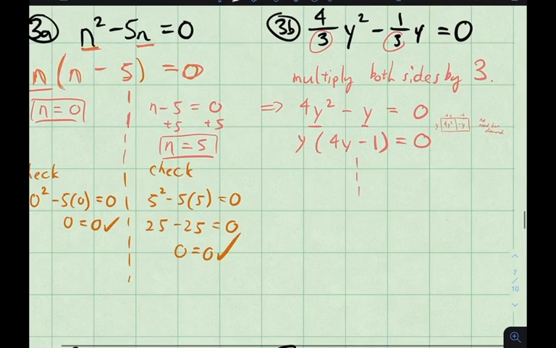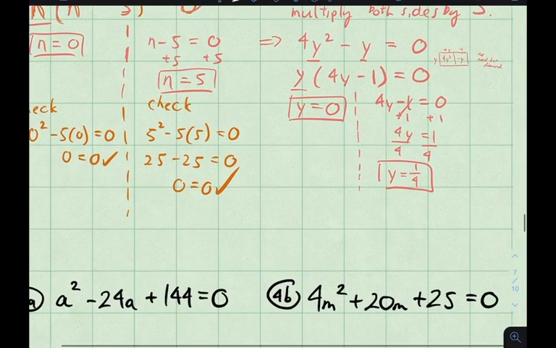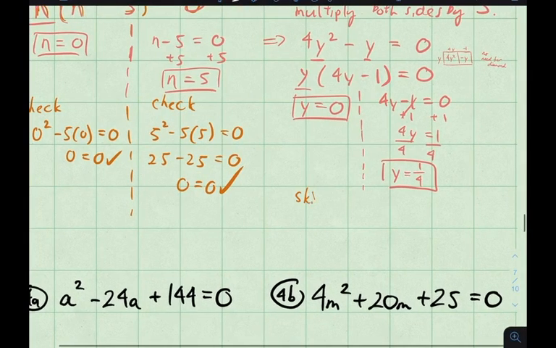Solve. y equals 0 from this, or 4y minus 1 equals 0. A little bit more work. Solve for y, get y by itself. Divide by 4, divide by 4. y equals 1/4. We can go through checking, but we still have a couple more problems, so I'm going to skip that. You can do that and confirm, practice your fraction arithmetic.